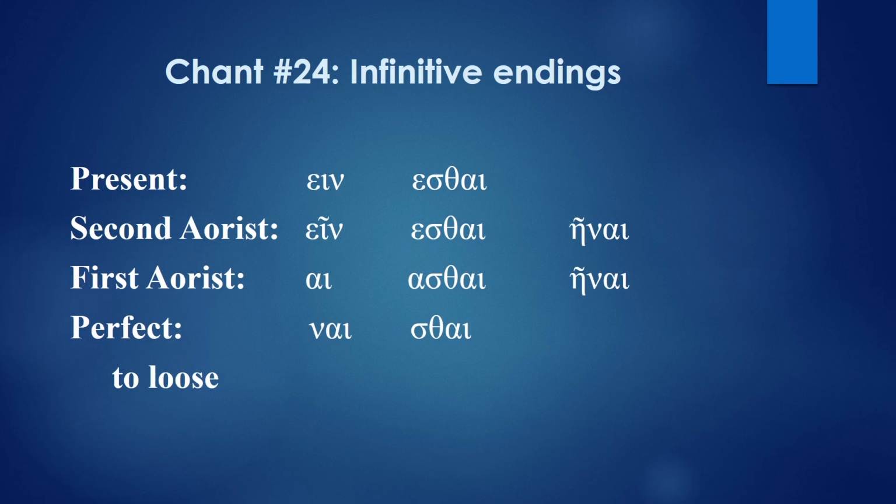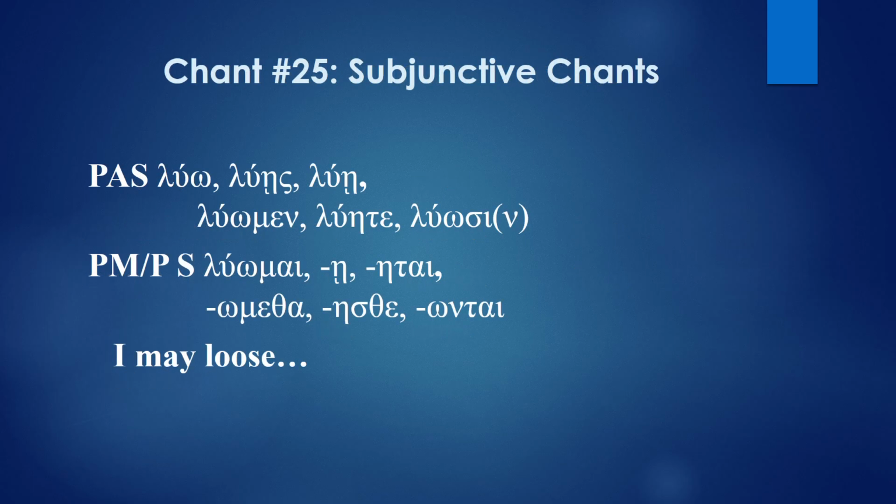Chant number 24, the infinitive endings. Chant number 25, the subjunctive verbs. I may loose. First person singular, luo. I may loose. Second person singular, lues. You may loose. And lue, the third person singular, he, she, it may loose.